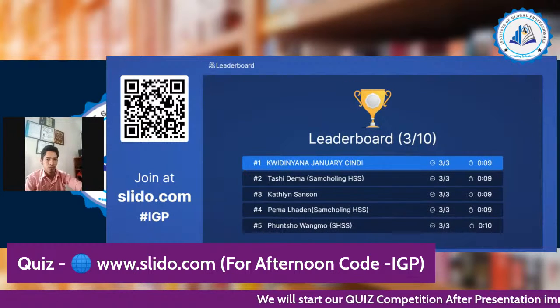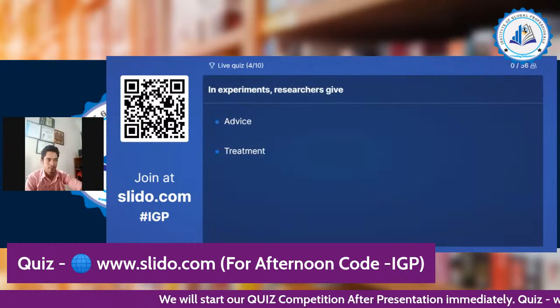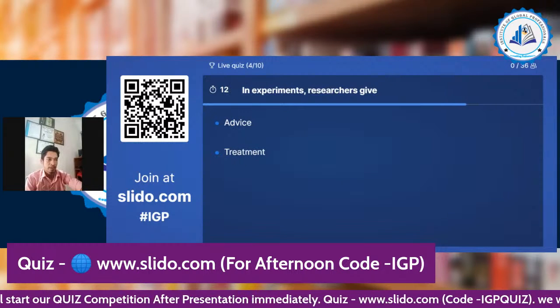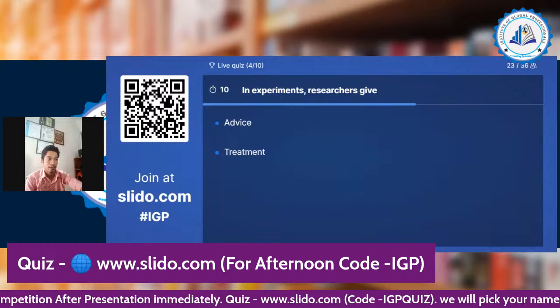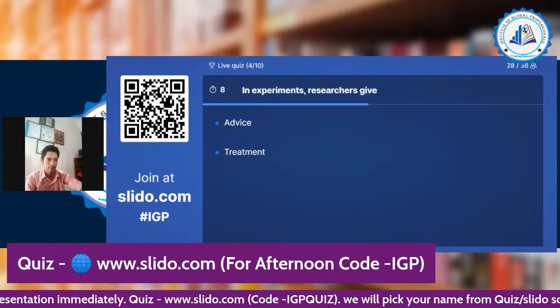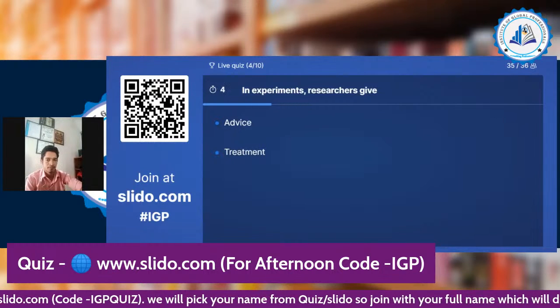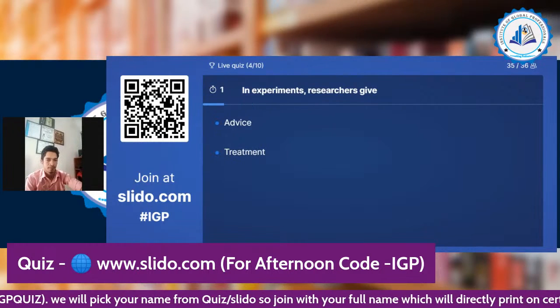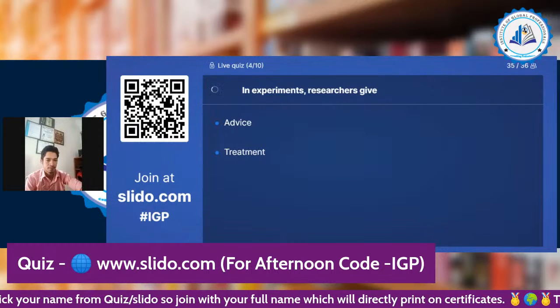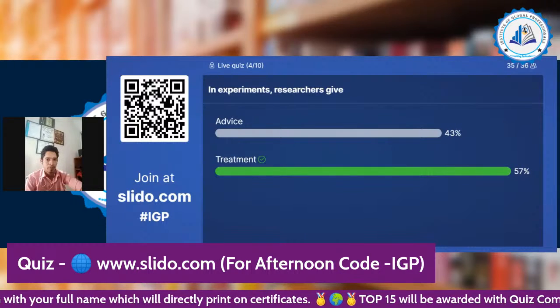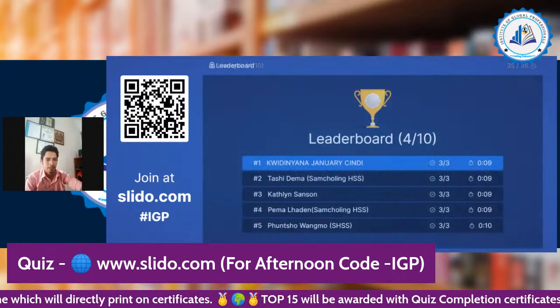Our next question is, in experiments, do researchers give advice or treatment? Option number two, treatment, is the right answer.